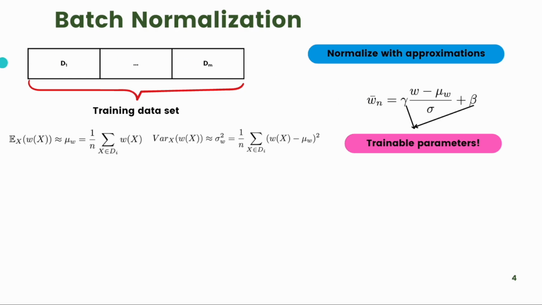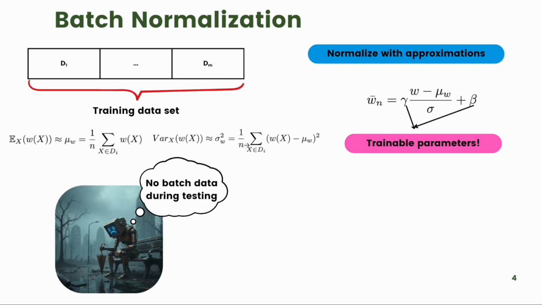Now in testing, the difficulty is that we might not have batched data. We might want to do online inference where we have one test sample coming in, and this one test sample then needs to be normalized. Obviously, we cannot apply this approach directly because taking just the mean and the variance using one sample would be highly inaccurate. You'll have simply too much noise. So there is no batch data during testing. How do you deal with this?